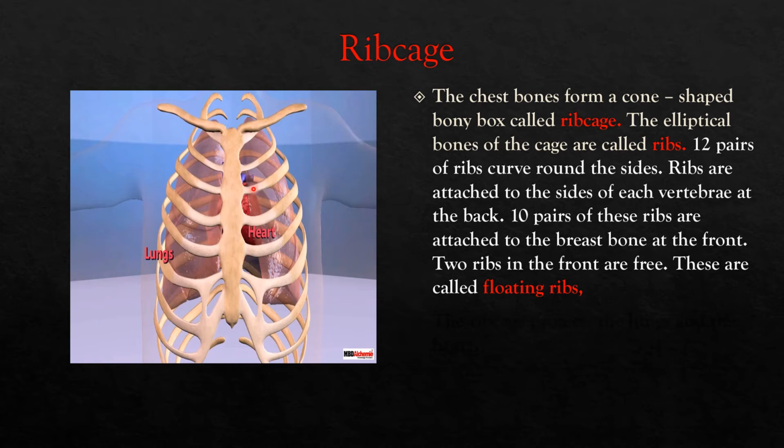Ribs are attached to the side of each vertebra at the back. Vertebrae make up the backbone. In the front, 10 pairs of these ribs are attached to the breastbone. This is the breastbone or the sternum. Two ribs in the front are free. They are not attached. So they are called floating ribs. Here you can see they are not attached. And they protect the most delicate organs of our body, the lungs and the heart. They are inside here, lungs and the heart.